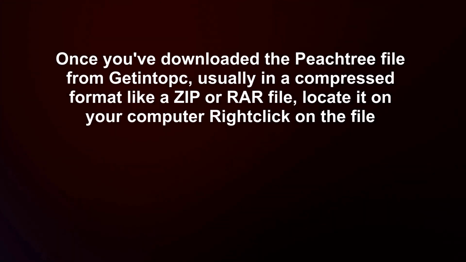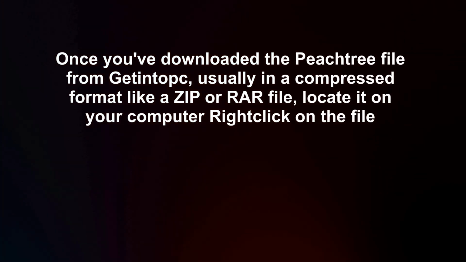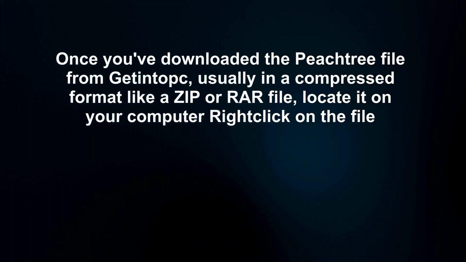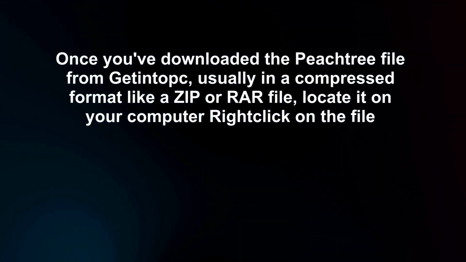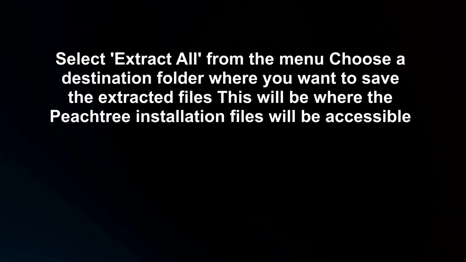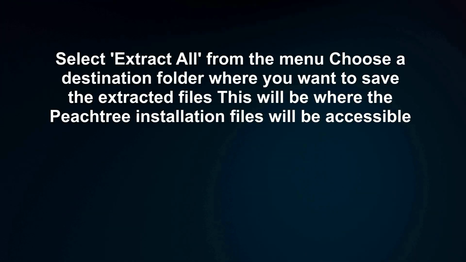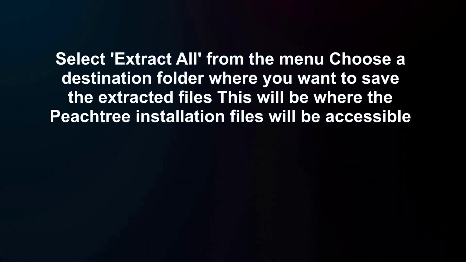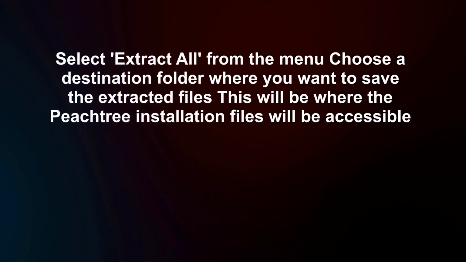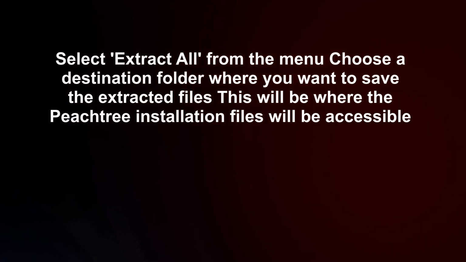Once you've downloaded the Peachtree file from Getintopc, usually in a compressed format like a zip or RAR file, located on your computer, right-click on the file. Select Extract All from the menu. Choose a destination folder where you want to save the extracted files. This will be where the Peachtree installation files will be accessible.